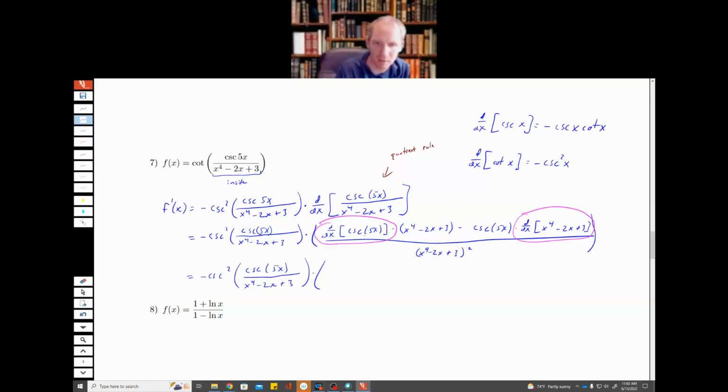But I don't have an x as my inside function. I have a 5x. So I'm using the chain rule here. The chain rule says do your derivative formula, but don't plug in x, plug in the inside function. So instead of plugging in an x, I'm going to plug in a 5x. So I have negative cosecant of 5x cotangent of 5x times the derivative of the inside function. The derivative of 5x is 5.